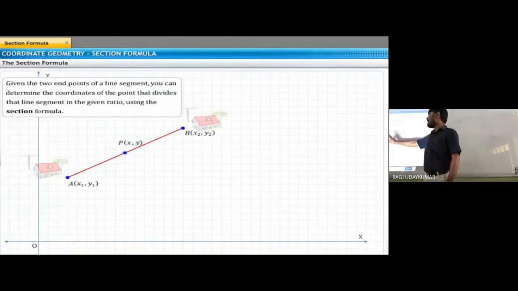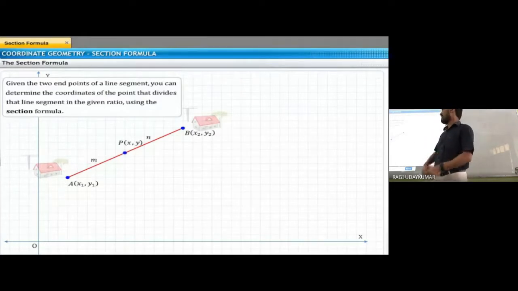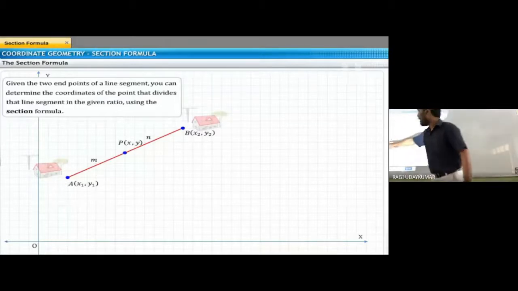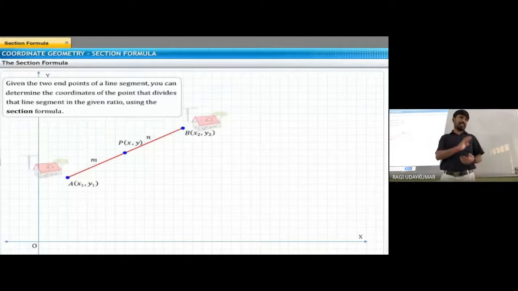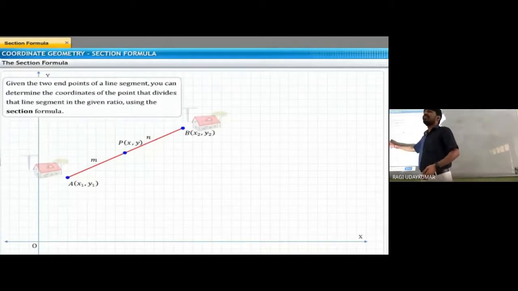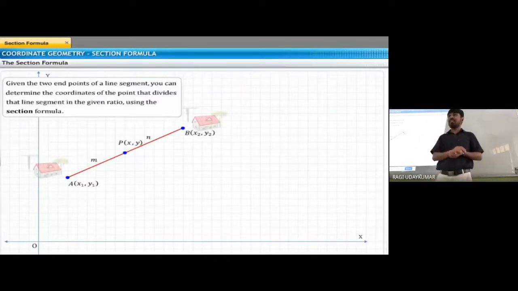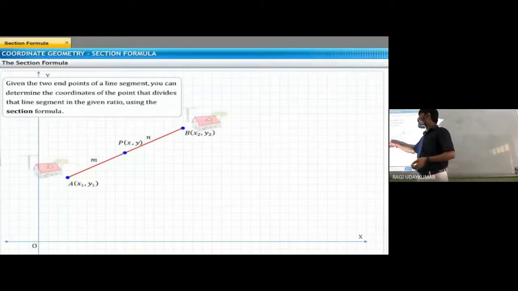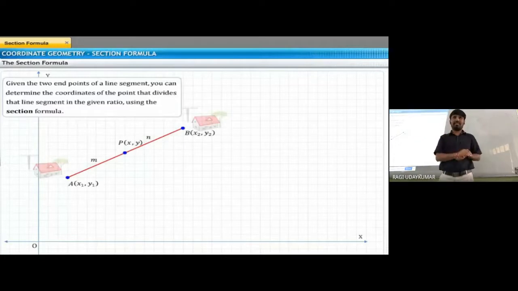A is (x1, y1), and P is the point whose coordinates are (x, y), and this point divides the segment in the ratio m:n. That means from A to P there are m parts, and from P to B there are n parts. Suppose from here to here we take 10 parts and from here to here 5 parts, the ratio is 10:5, which is nothing but 2:1. A 2:1 ratio means 2 parts and 1 part.